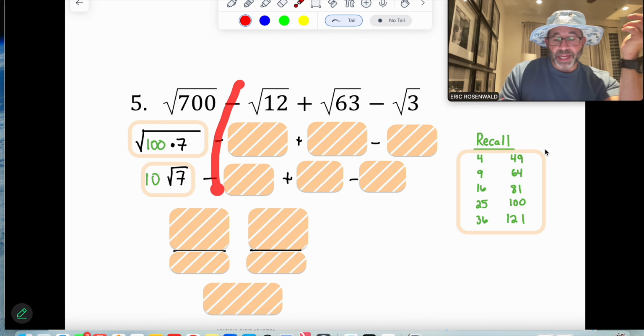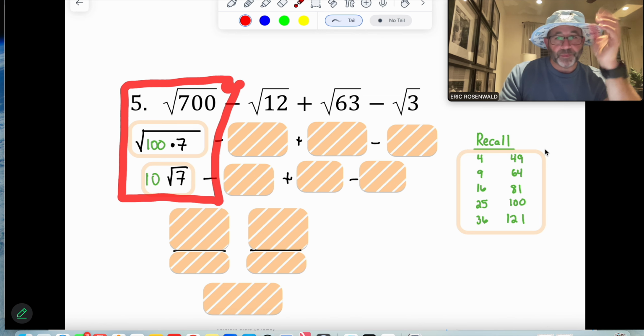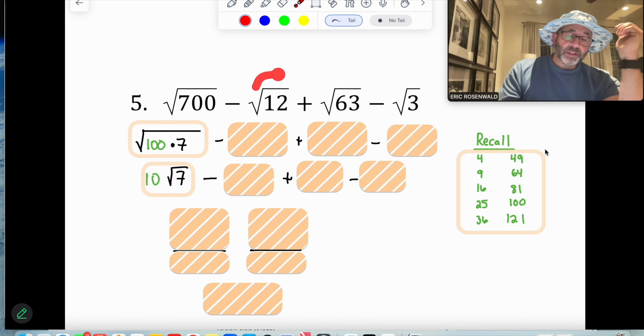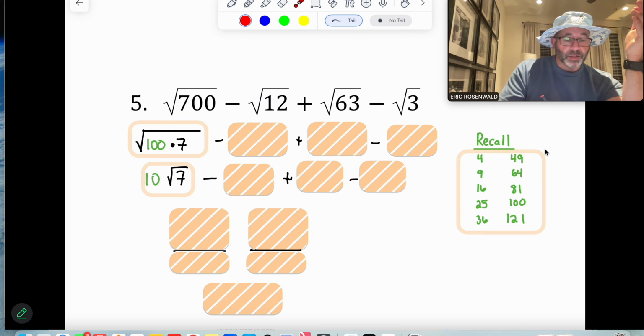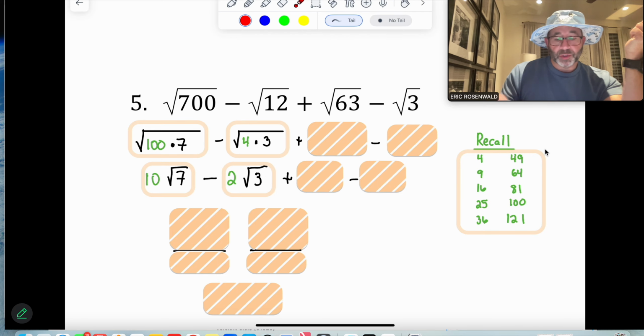We're done with that part of the problem there. This is no longer anything we have to worry about. Let's just hold off on it. Let's move on to the 12 that's right here. Root 12 can be broken into which numbers on here? Well, the only one that works is our 4. So break this into a 4 and a 3. The square root of 4 is 2, and we're left with 2 root 3.